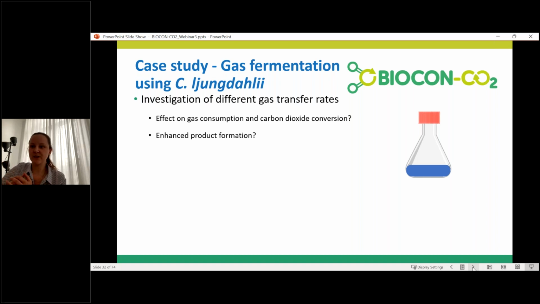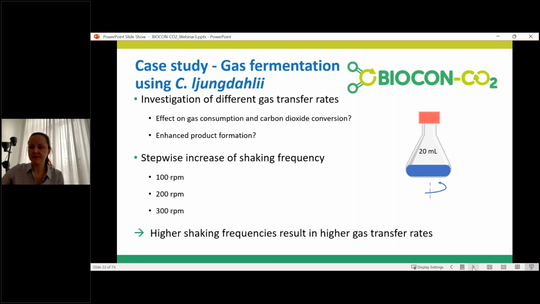Just to see what the system can do: one main point in designing the process development for gas fermentation is gas transfer rate. So, is the cultivation limited by adding enough carbon or enough energy into the system? Therefore, we investigated in the gas shaker system the effect of different gas transfer rates and looked at the effect of gas consumption via the gross gas transfer rate and carbon dioxide conversion. And we looked at whether we can see an increased product formation in these systems. On the next slide, please.